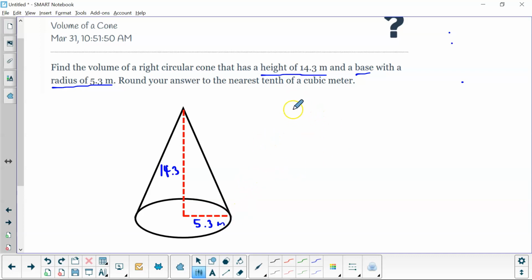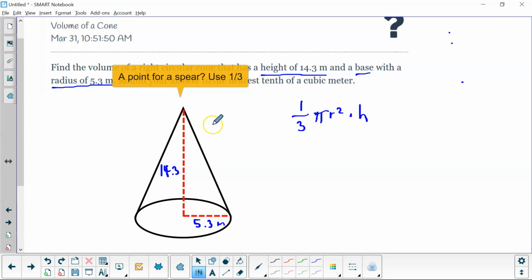Well, we know our volume of a cone is 1/3 times pi r squared times our height. And you'll notice that the pi r squared is just the area of the circle down here, the circular base. And anything that has a point on it, like a cone and a pyramid, if you can put it on a stick and make a spear out of it, you're going to use 1/3 with the formula.